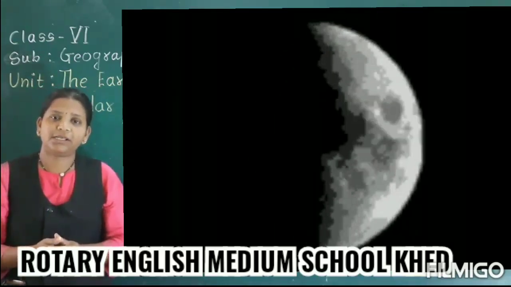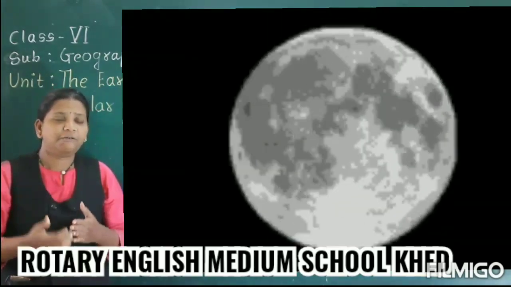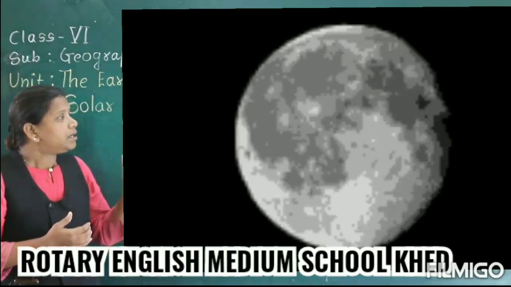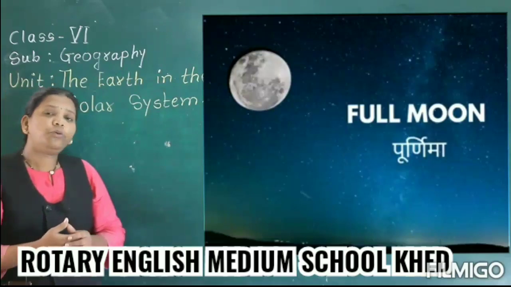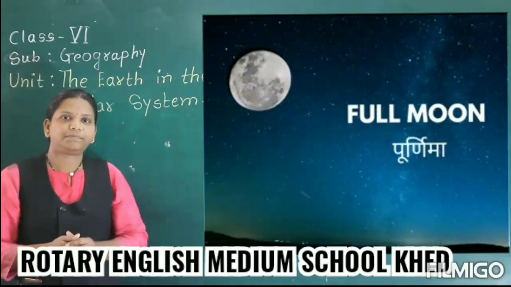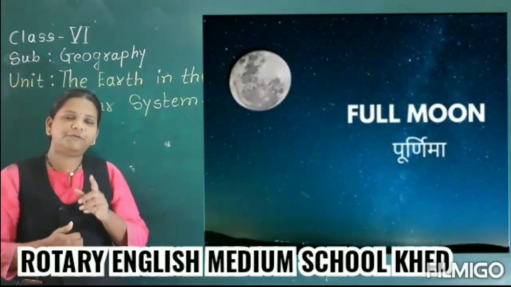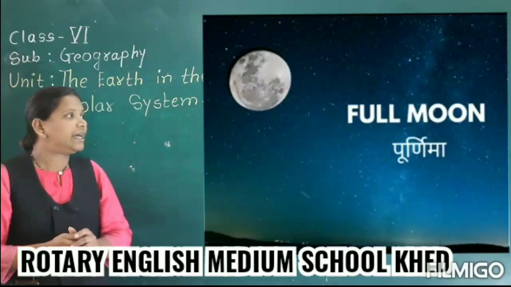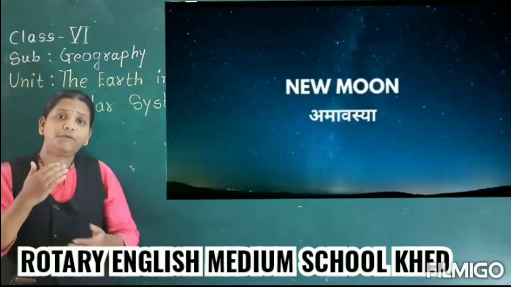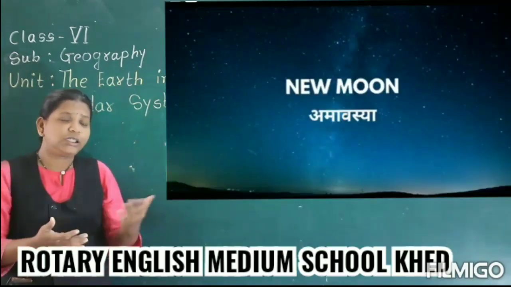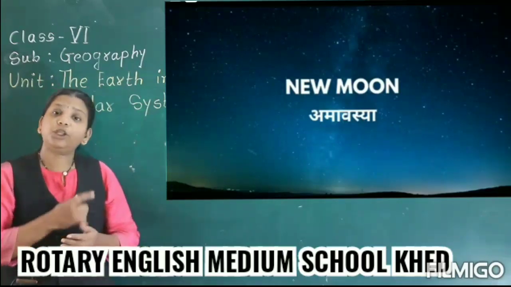Why? Because the earth's shadow falls on the moon, as well as we can see it changing its shape. You can see the full moon only once in a month. It is a full moon night, or we say Purnima. Fourteen nights later, you cannot see it at all. It is a new moon night or Amavasya, with no moon.